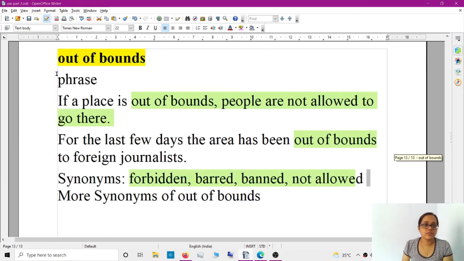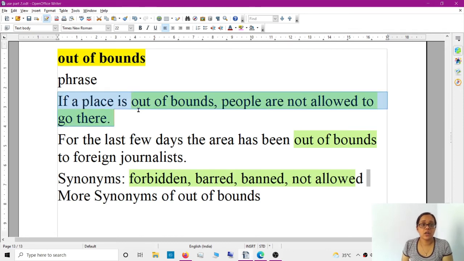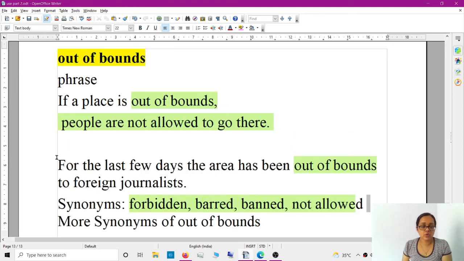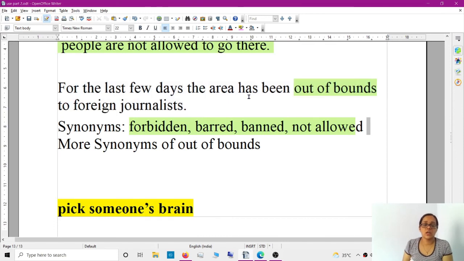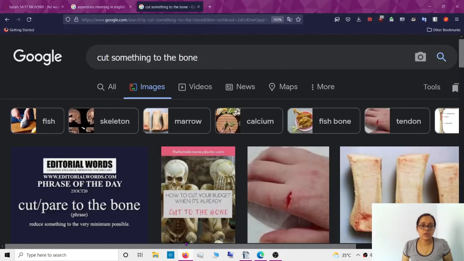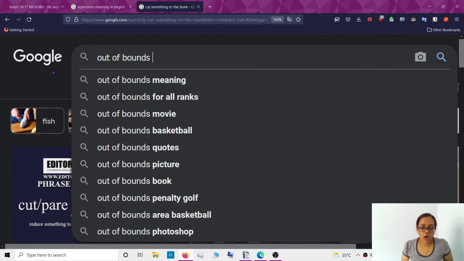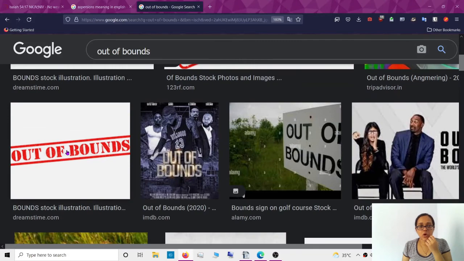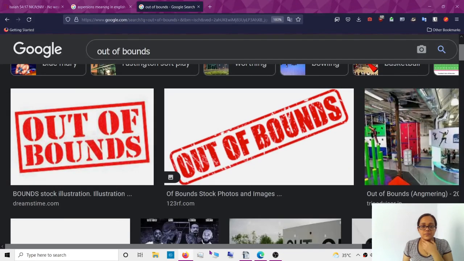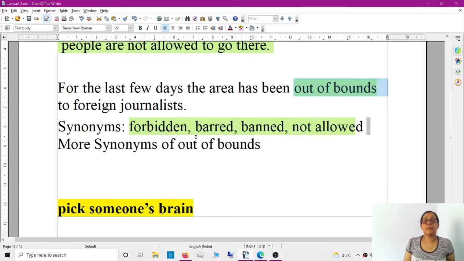Out of bounds means if a place is out of bounds, people are not allowed to go there. That is known as out of bounds. For the last few days, the area has been out of bounds to foreign journalists. So out of bounds means it's forbidden, banned, not allowed. So that is the meaning.